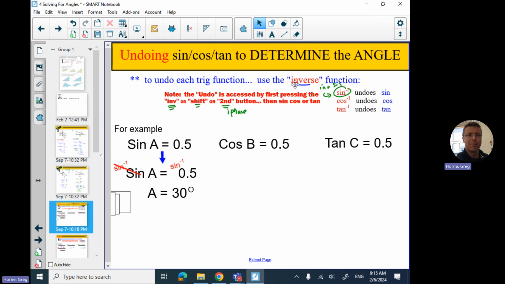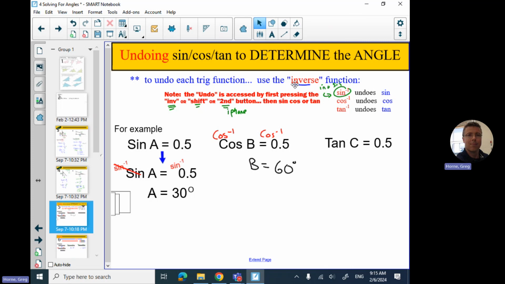Right, so same idea here. You're going to get rid of cos, you have to do cos -1, cos inverse, right? So second, or shift inverse, whatever, cos of 0.5. So for this one, cos inverse of 0.5 gives us 60 degrees, and it spit out 60 degrees for me.